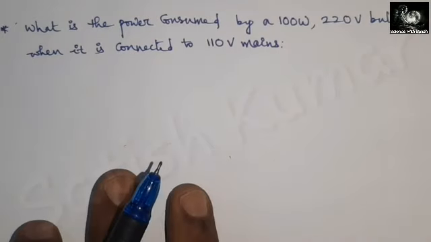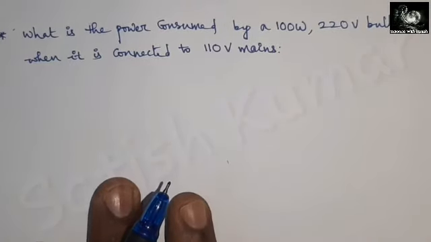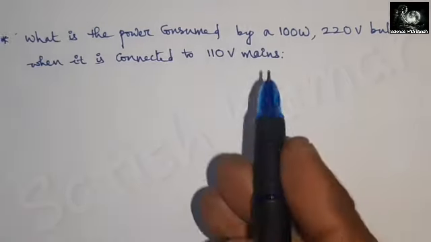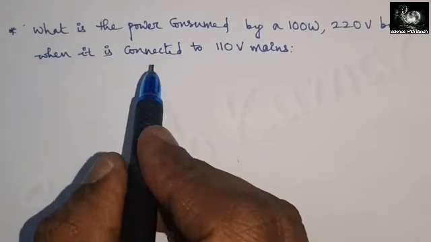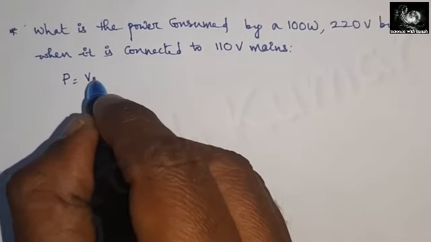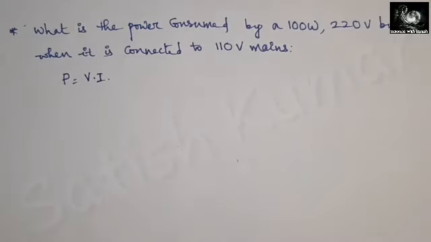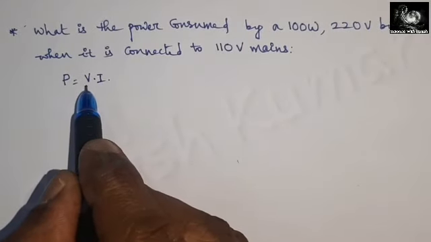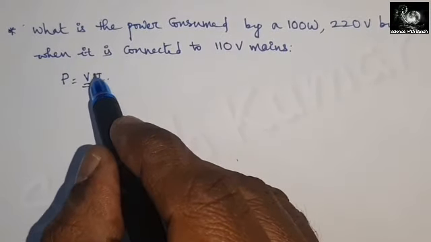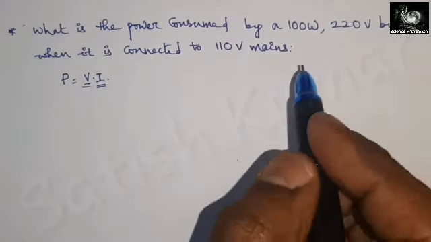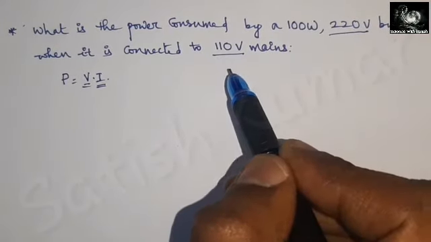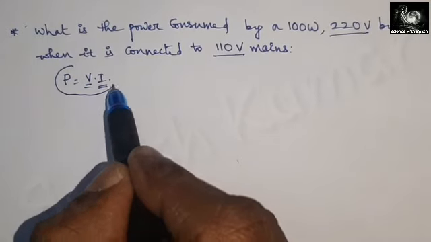So one more problem is here. What is the power consumed by a 100 watt 220 volt bulb when it is connected to 110 volt main? So we have power P is equal to the product of voltage and current. So here voltage is given, but current is not given, and current may not be the same. Current will not be the same if it is connected to 220 volt and 110 volt. Current will be different. So we should not use this formula.